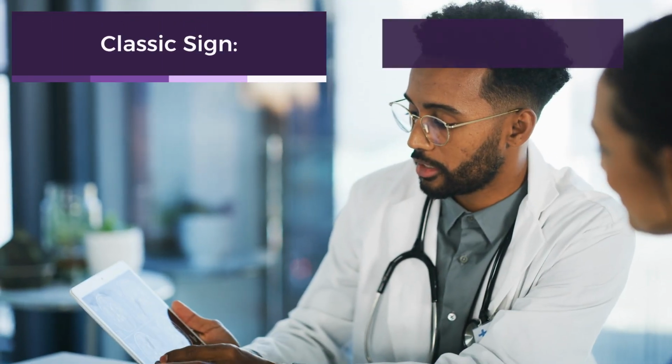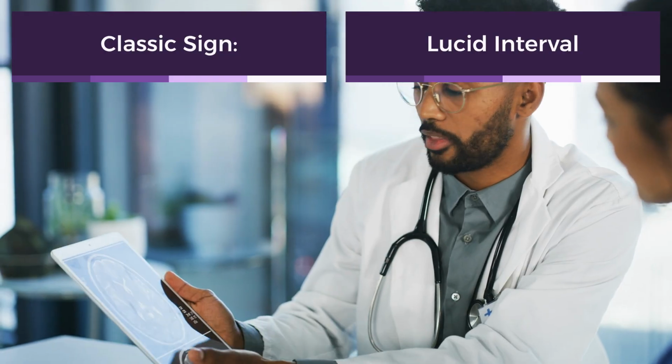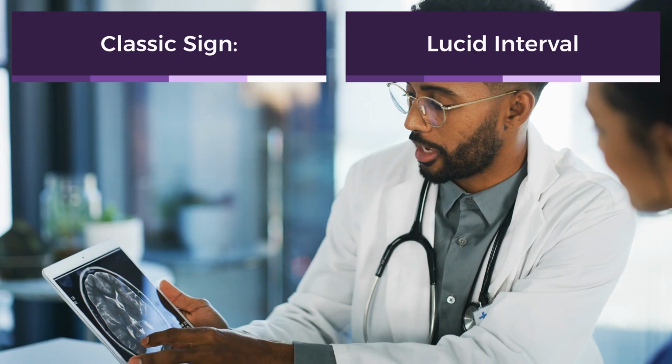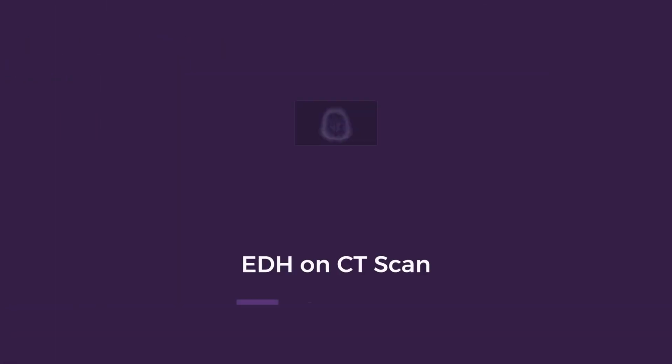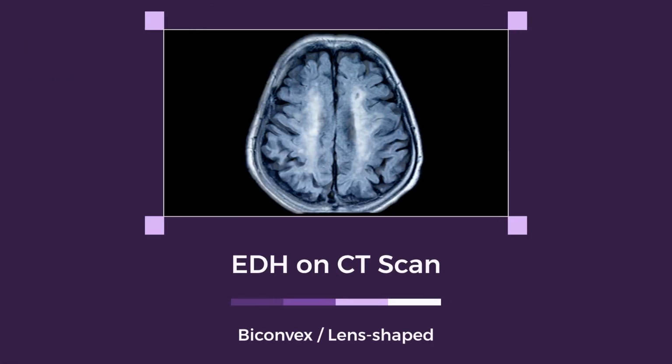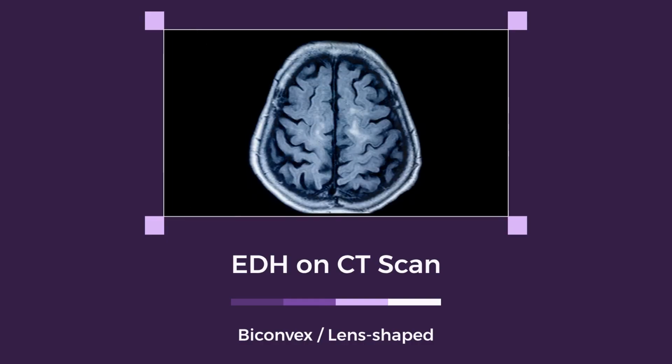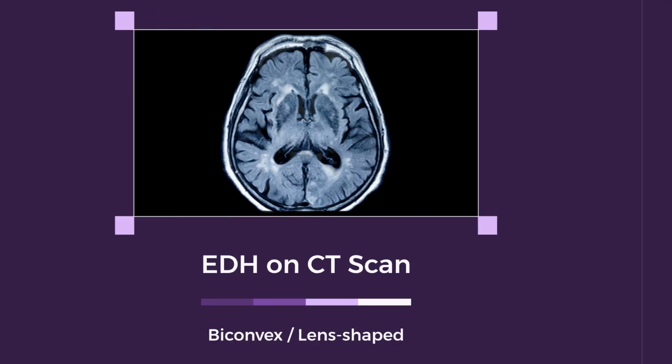The classic sign of EDH is the lucid interval. The patient loses consciousness, wakes up appearing fine, and then quickly deteriorates as the hematoma grows. On a CT scan, an epidural hematoma appears characteristically biconvex or lens-shaped. Crucially, it does not cross the rigid suture lines of the skull.